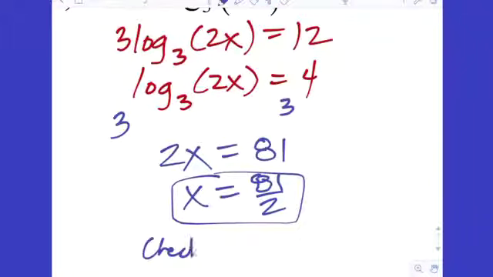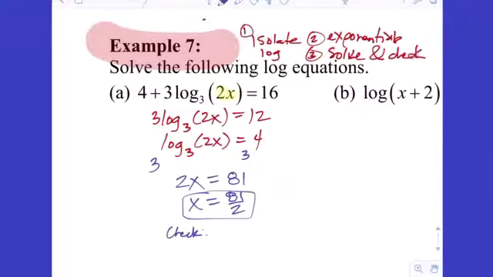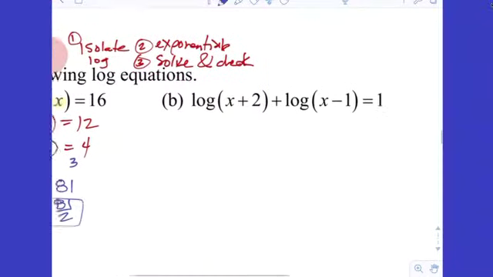And now you check. When you plug 81 halves in and you double it, you get 81. Is 81 a positive number? Yeah, that's all you're looking for. When you plug it back into the argument, you better get a positive number. And so 81 halves is the answer. So that was a really easy one to start off with.